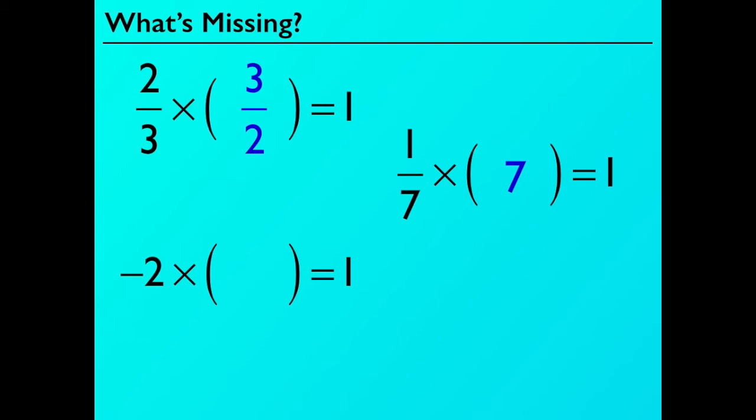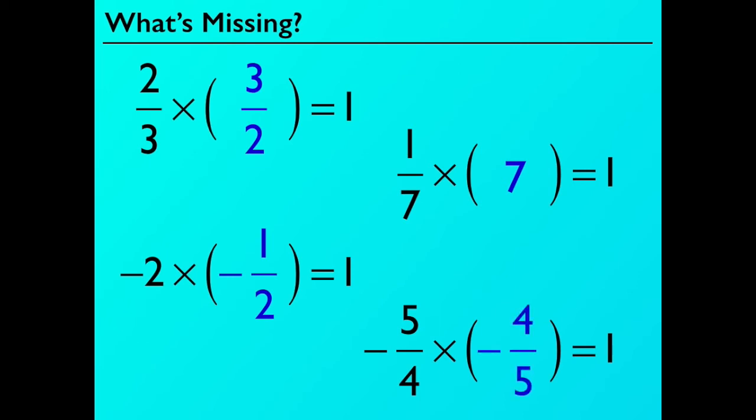-2 times what is equal to 1? -1/2. -2 times -1/2 is equal to 1. -5/4 times what is equal to 1? -4/5. So -5/4 times -4/5 is equal to 1.